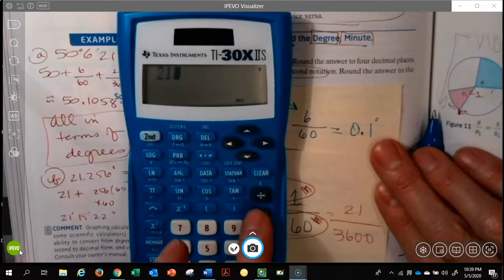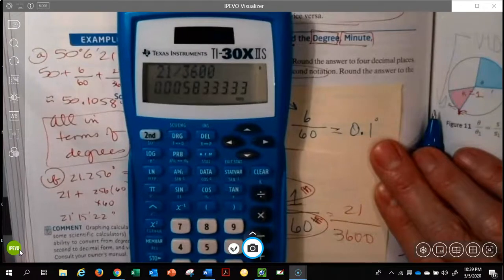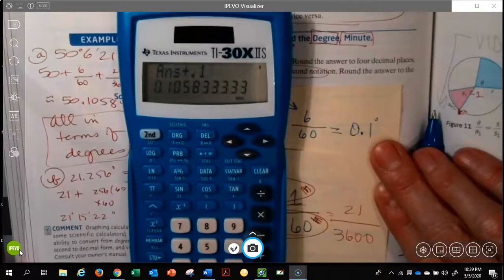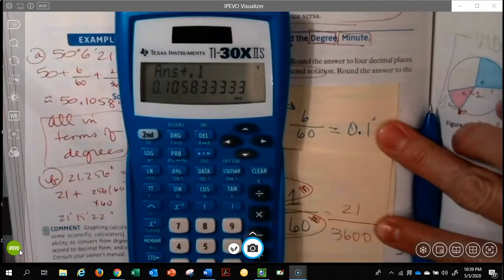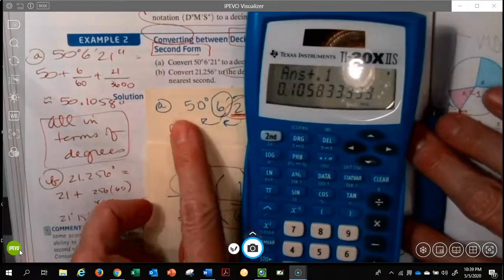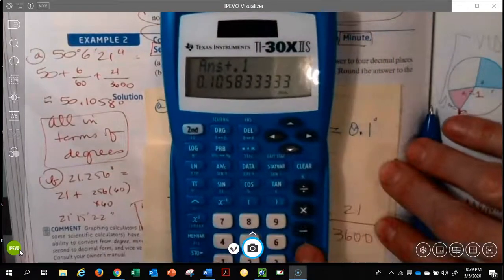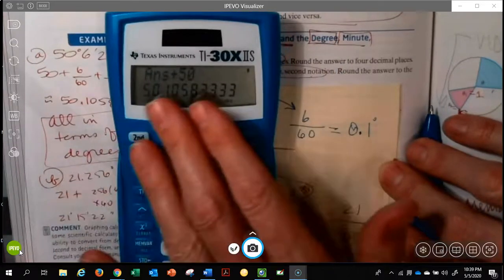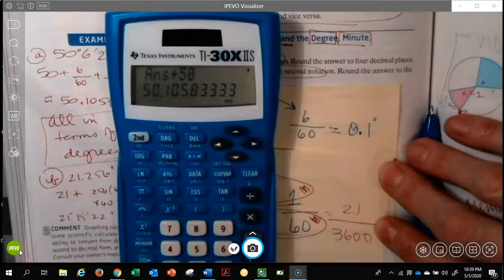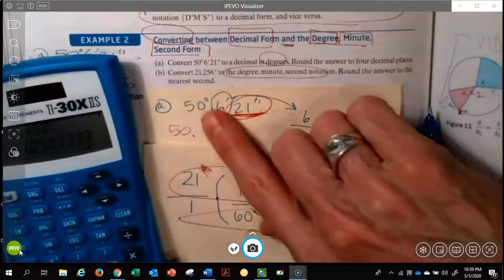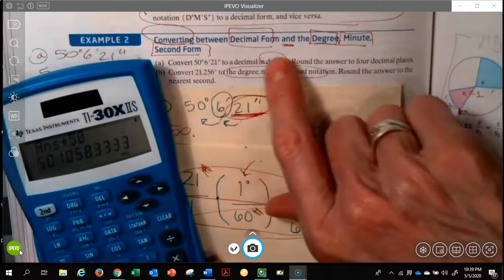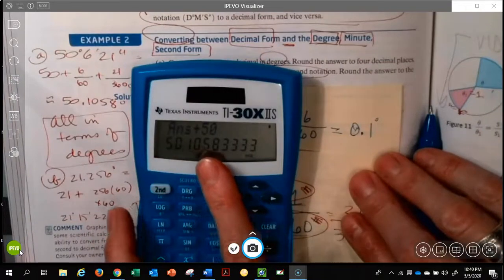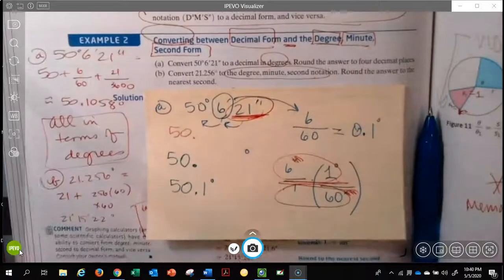Let's try this again. 21 divided by 3600, and there we are sitting at 0.0058 plus 0.1. And now I've got these two added together, but wait, I've got to keep going with my 50, so I need to add in my 50 degrees, and this is what we're looking for. It's now all in degrees, written as a decimal, and we just got to ask, what do they want us to round to? They want us to round to 4 decimal places. So I'm going to write down 50.1058.